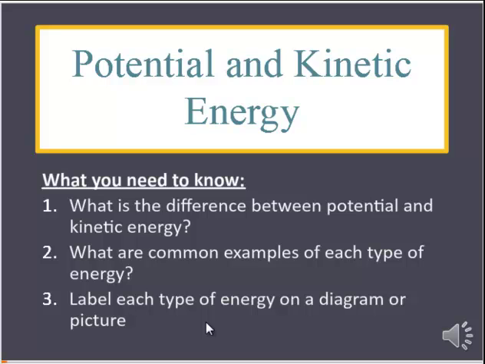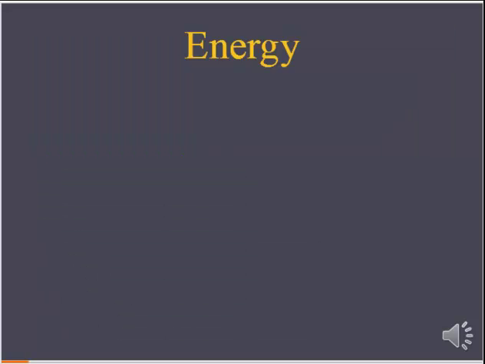We are going to talk about the difference between potential and kinetic energy. These are two types of energy that are very different from each other but very closely related. All objects have these two types of energy. So what you need to know: what's the difference between potential and kinetic energy? What are common examples of each type of energy? And then hopefully you'll be able to label each type of energy on a diagram or on a picture.